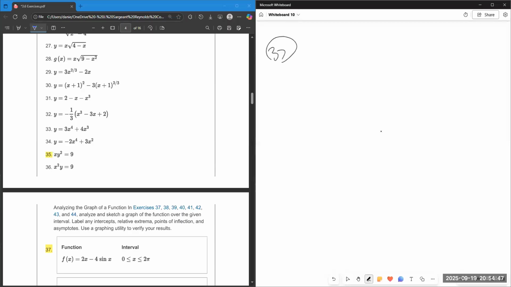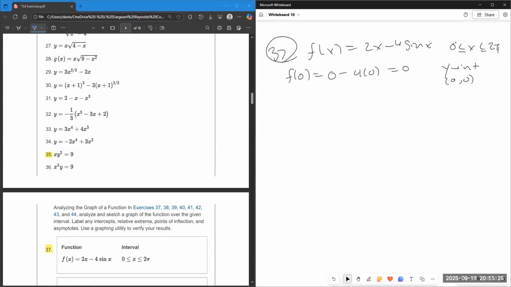37 now tells me to analyze the graph of the function f of x is equal to 2x minus 4 sine x on the interval 0 to 2 pi, 0 and 2 pi are included. So I'm not going to find x-intercepts without my calculator for that, because I could find a y-intercept, that f of 0 is going to be 0 minus 4 times 0 is 0. So this y-intercept, I know it's 0, 0, which would also make it an x-intercept.